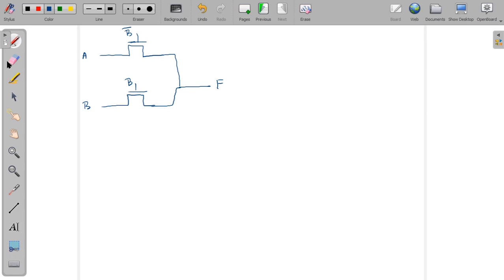Okay, just let me change somewhat in this. B bar, B, A. Let's make this as A bar. So this is A, this is A bar, this is B bar, and this is B. And the circuit, the structure is same as that of the previous AND 2 gate.